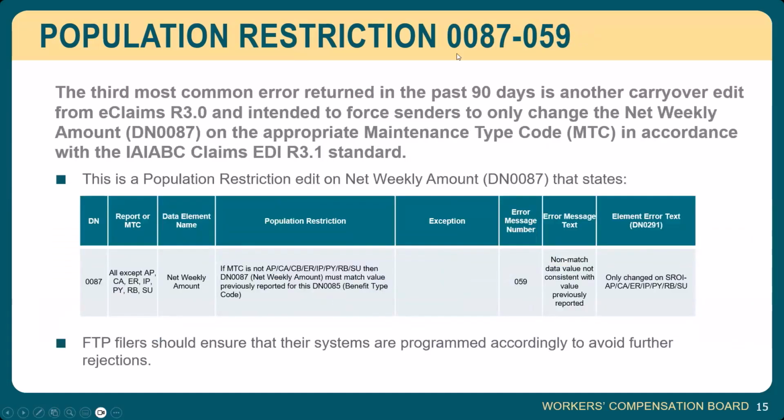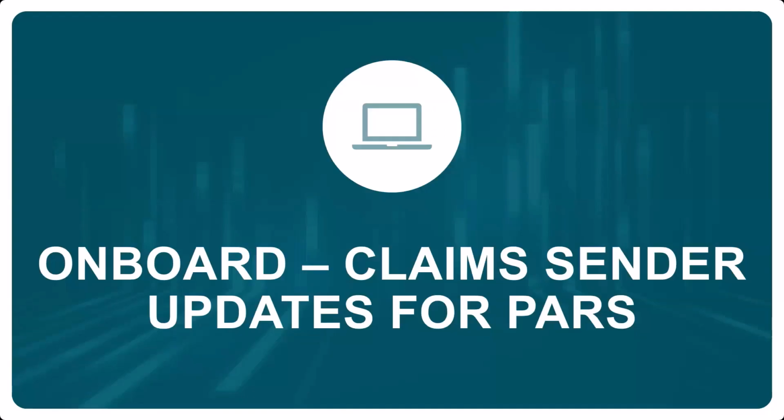And the third most common error, returned in the past 90 days, again, is another carryover edit from eClaims version 3.0. And this was intended to force vendors to only change the net weekly amount, DN0087, on the appropriate maintenance type code in accordance with the IAIBC Claims EDI 3.1 standard. And again, FTP filers, this one and the previous one, please ensure that you update your systems accordingly to avoid further rejections from occurring. Now, Mike is going to be going over the onboard Claims Center updates for PARS.